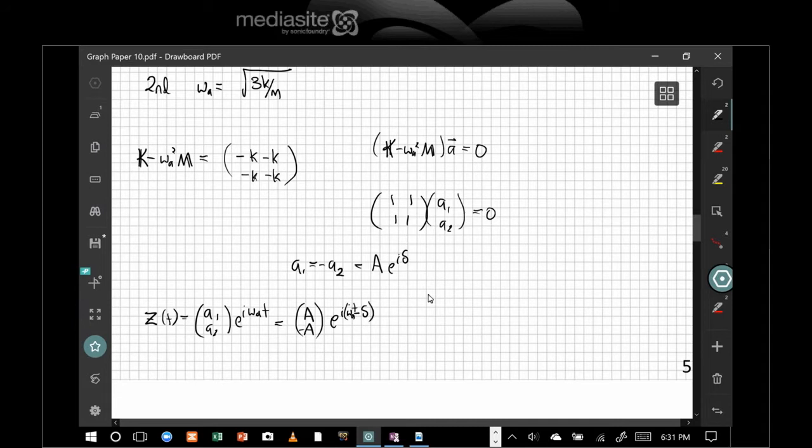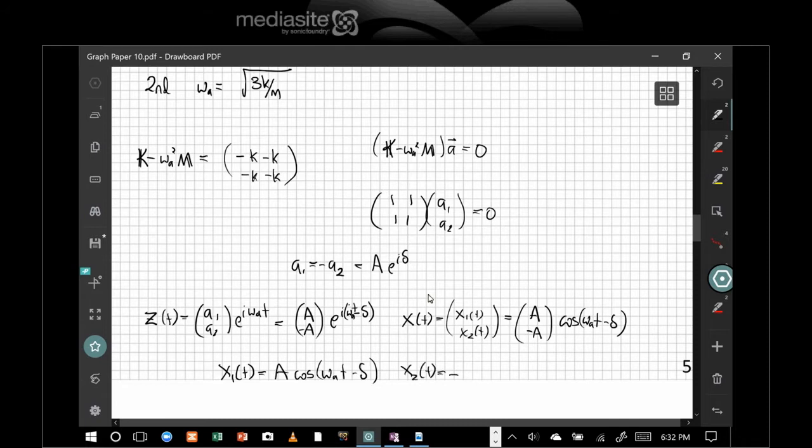Okay. Now X is going to be the real part of all that, and that's X1 as a function of time, X2 as a function of time. That's going to be equal to A, minus A, cosine of omega antisymmetric t minus delta. So just write out the solution: x1 of t is equal to A cosine omega antisymmetric t minus delta. Again, A and delta depend on my initial conditions. But x2 is 180 degrees out of phase, minus sign, minus 1.